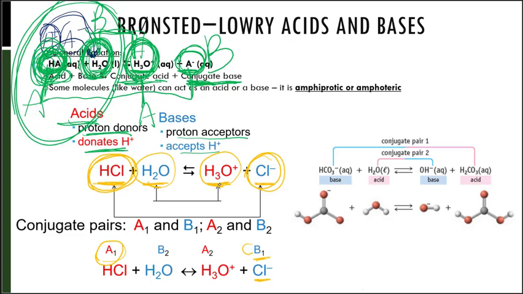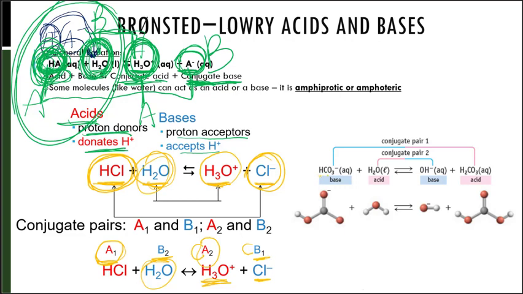The one that has the additional H's is going to be the acid, and the base, H2O, is on the left. The acid and the base are on the left. The conjugate acid and the conjugate base are on the right. Let's look at another example here.